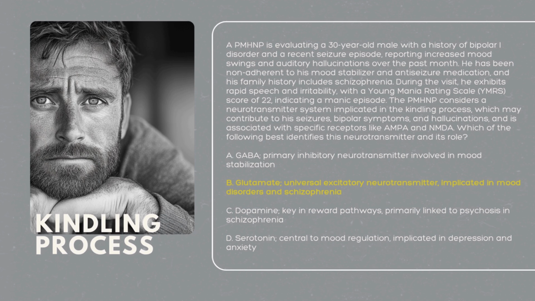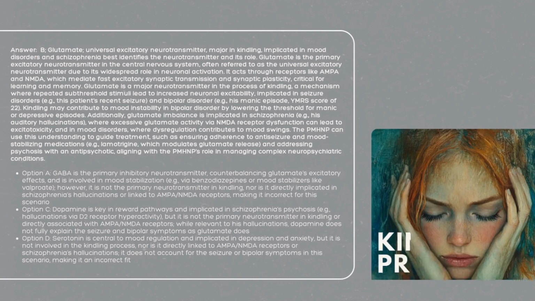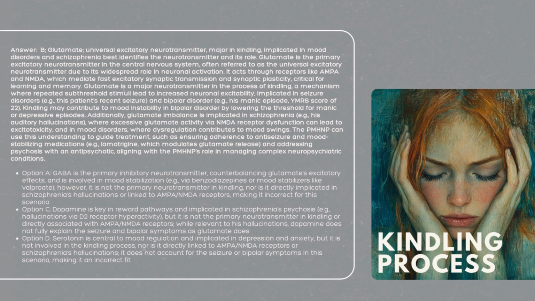All right. So, why were the other options wrong? Let's go ahead and move on to option A. So GABA is the primary inhibitory neurotransmitter, counterbalancing glutamate to reduce neuronal excitability, and is targeted by mood stabilizers and some benzodiazepines as well. However, GABA is not directly involved in the kindling process, which is driven by excitatory mechanisms, nor is it linked to the AMPA NMDA receptors or schizophrenia's hallucinations. So the patient's seizures, mania, and psychosis are excitatory phenomena, and that's inconsistent with GABA's inhibitory role.